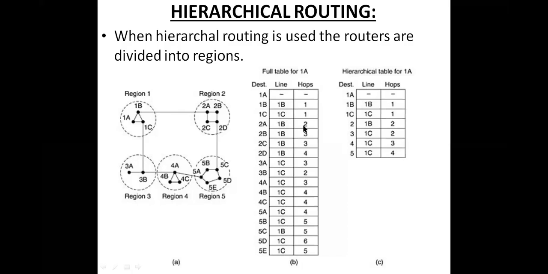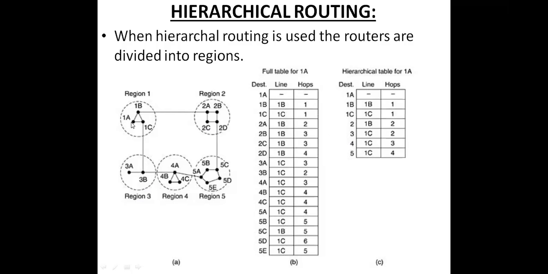So we need to reduce the routing table size. If the routers are more, the number of entries is also more. In order to avoid such a problem, we divide the network into regions: region 1, region 2, region 3. So that instead of maintaining 17 entries, we can make only 7 entries. Region 1 has 1A, 1B, 1C. For the entire region 2, only one entry. For the entire region 3, only one, for region 4, only one, for region 5, only one.